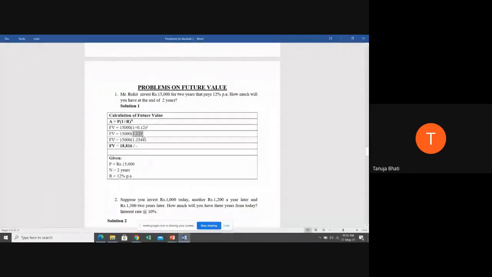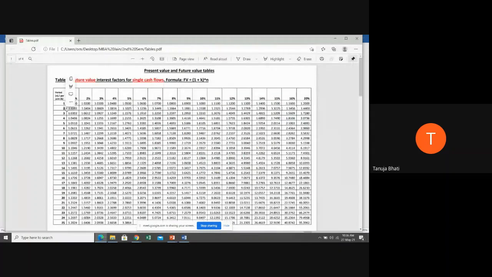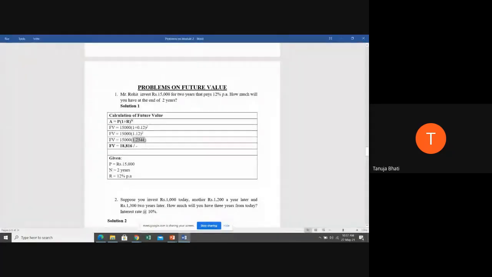Now, what is the time period? 2 years, rate of interest is 12%. So the number of years I'm going to see vertically, and the rate of interest horizontally. So 12% for 2 years, what is the corresponding figure? Corresponding factor is 1.2544. So I'm going to write 1.2544 here, multiply this, and I'm going to get 18,816 as the future value. So Mr. Rohit, if he invests 15,000 today, after 2 years he's going to get 18,816. So is this problem clear?